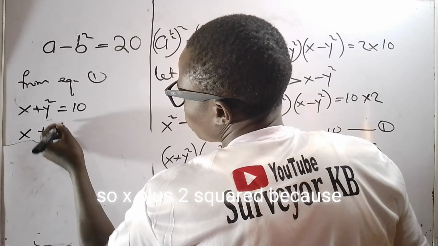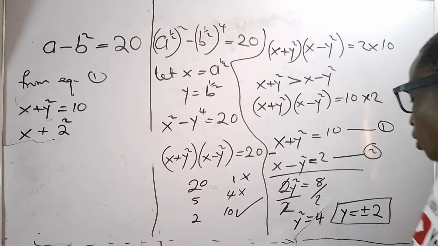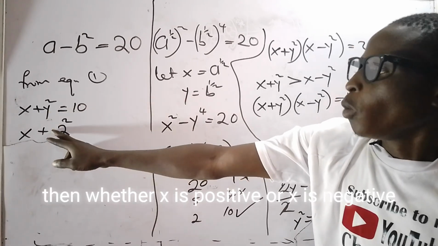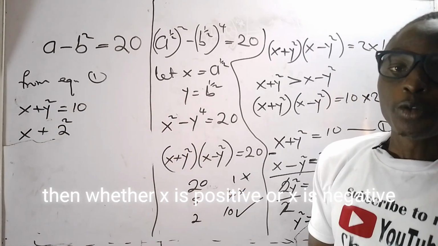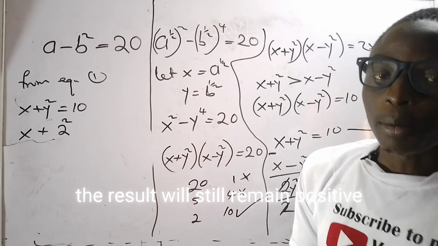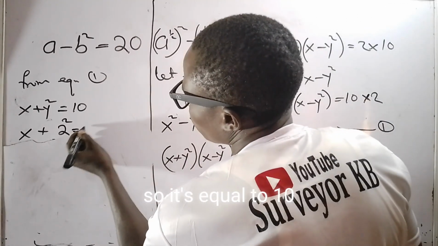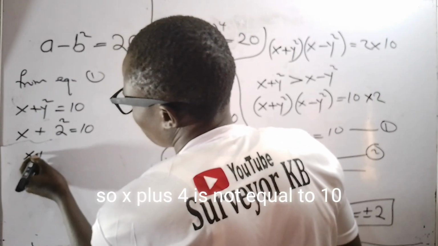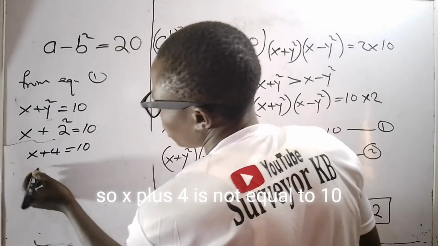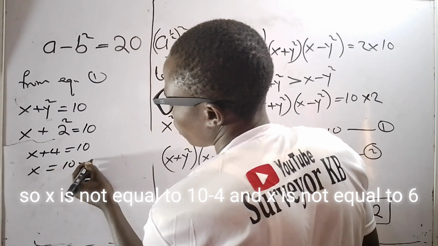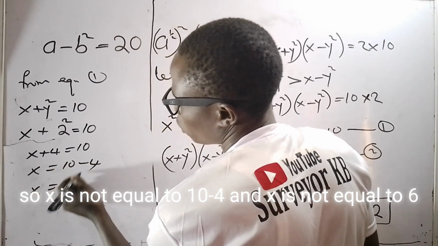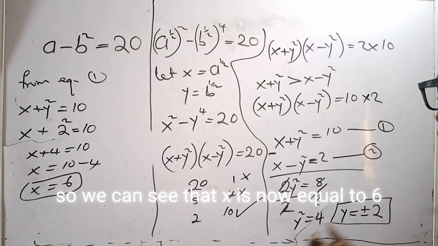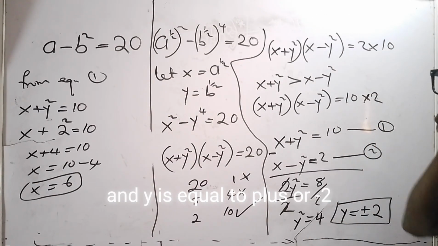x plus 2 squared, because since the y here is squared, whether y is positive or negative, the result will still remain positive. So it's equal to 10. So x plus 4 is equal to 10, so x is 10 minus 4, and x is now equal to 6. So we can see that x is equal to 6 and y is equal to plus or minus 2.